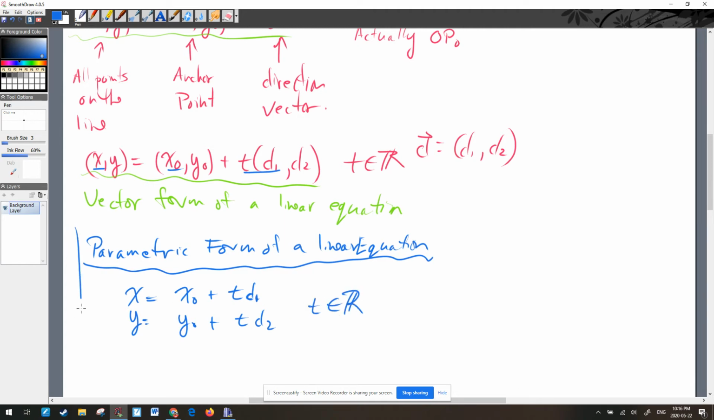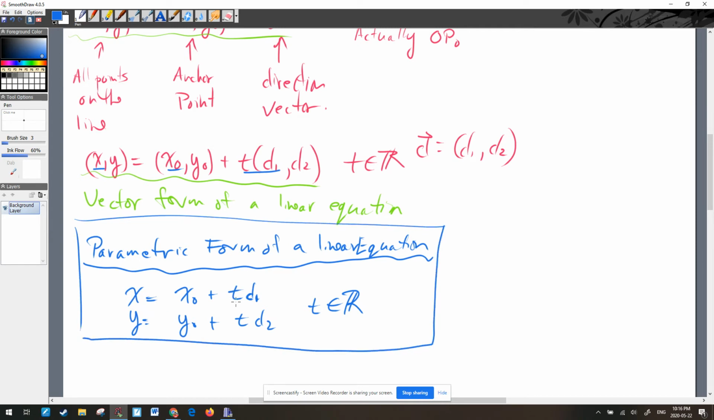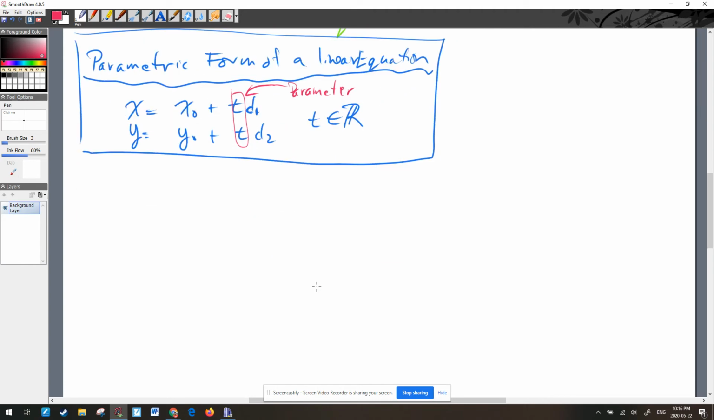So this is called the parametric form of a linear equation because it involves this thing here. This is the parameter, right? So that is the parameter, hence the name parametric. So let's look at how we can use that. So let's look at some examples here. That's not the only forms, but we're going to start with this.